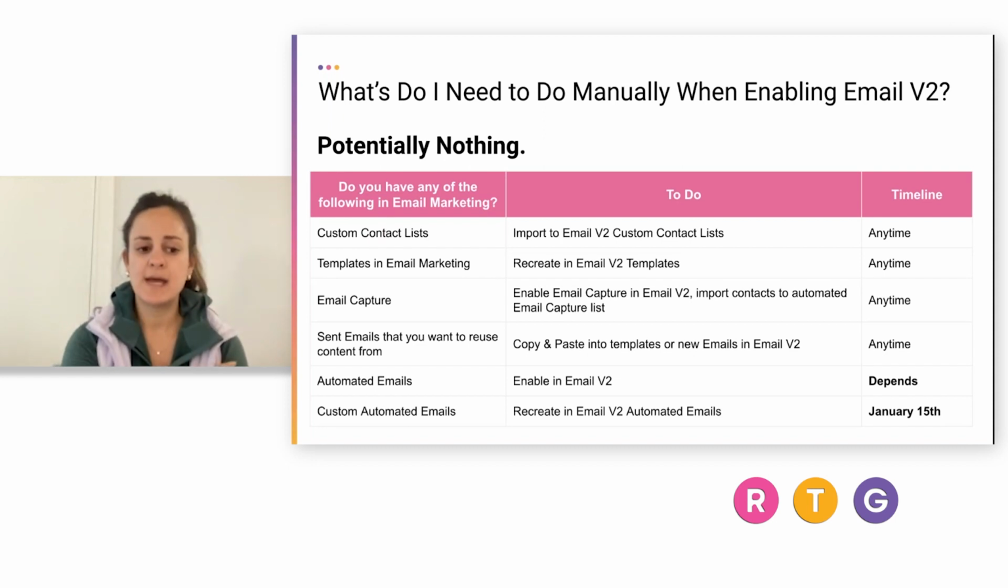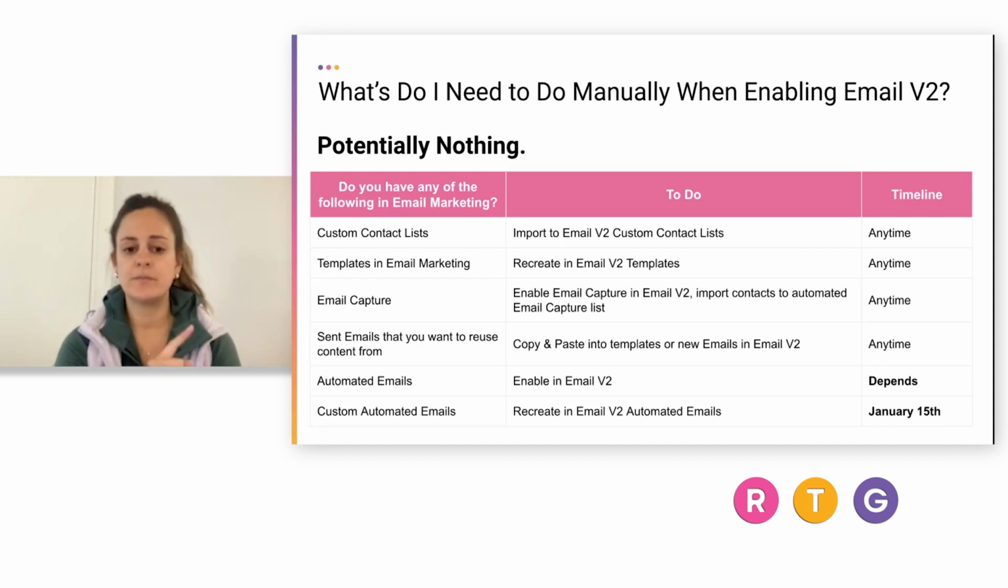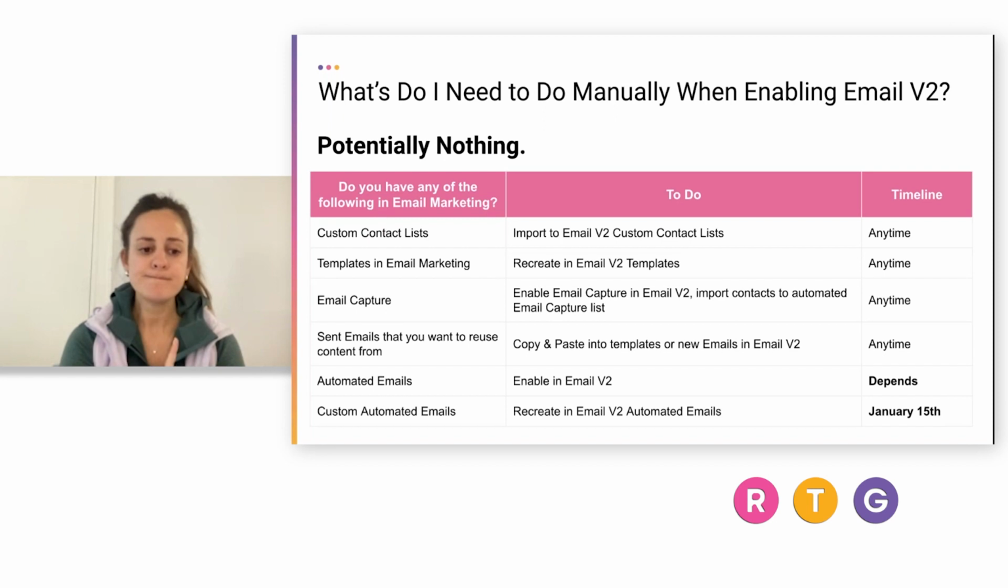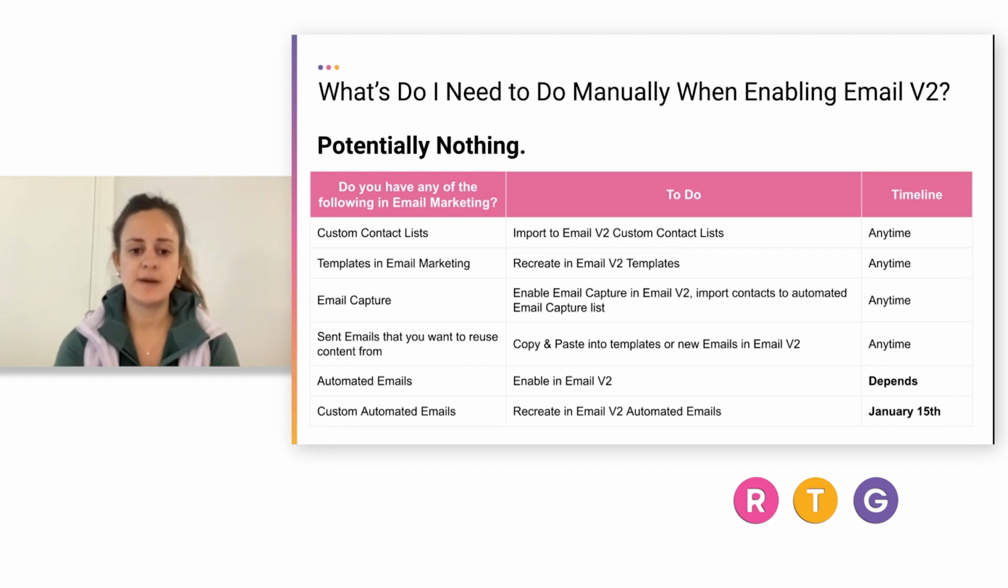Sent emails that you sent years ago that you like to just copy and paste content or click the resend, again, you're going to be able to view that content and copy and paste into new emails anytime. Automated emails, you do need to enable them in email V2.